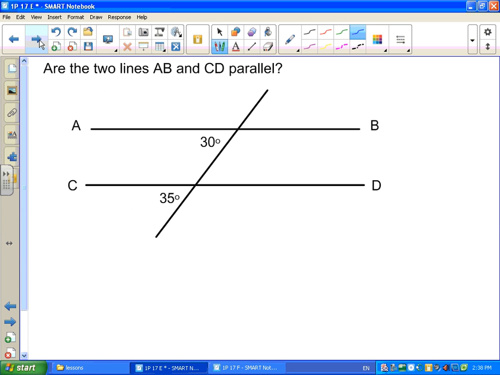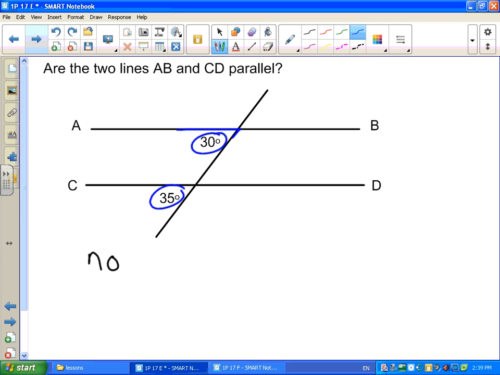Okay, one last question we'll look at here, because you could be given a question which asks you to do this the other way around. Here I've got two lines, AB and CD. Are these two lines parallel? How do you know, Drake? There's no marks on them? How can you tell from the angles? What do we notice about these two angles here? 30 and 35 degrees. They're not the same. Would they be the same if these two lines were parallel?